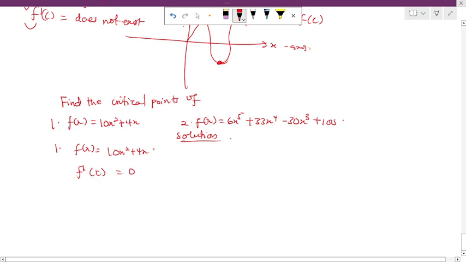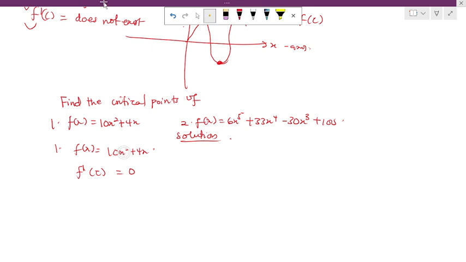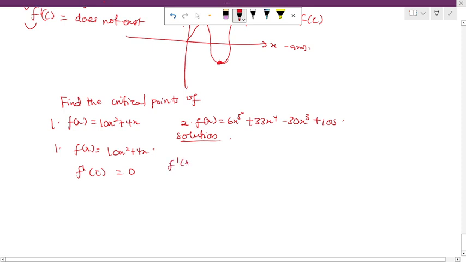So without using c, we can put x or anything. But the goal is to differentiate the function you have here. So our f prime of x simply will be equal to 20x plus 4. You can clearly see it from here. Once you get 20x plus 4, we are going to equate this to 0.